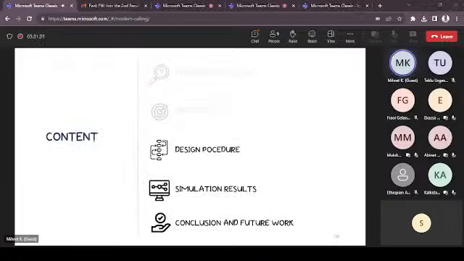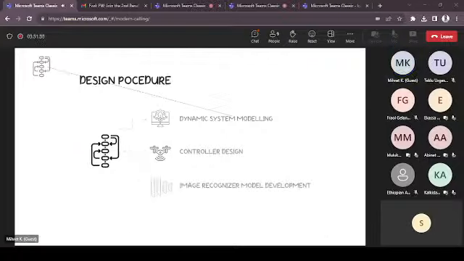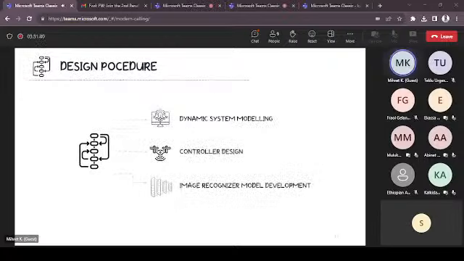So I'll move on to the design procedures followed to meet the objectives I mentioned. Towards achieving the objectives, modeling of the plant had served as the first step.